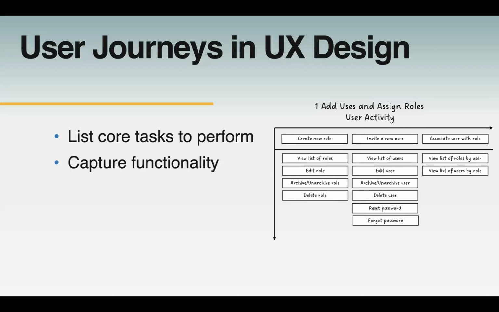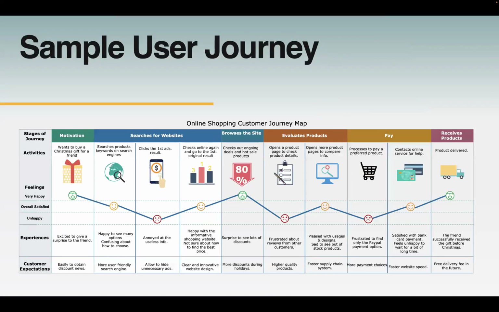So list core tasks to perform, capture functionality. And then here's looking at a full-on user journey. I have an image of an online shopping customer journey map, and we'll be looking at online shopping as our example today. In this customer journey map, you've got a full user journey mapped out. This is something that UX folks, marketing folks and customer service teams would use to track the core tasks that a user would perform on the site.